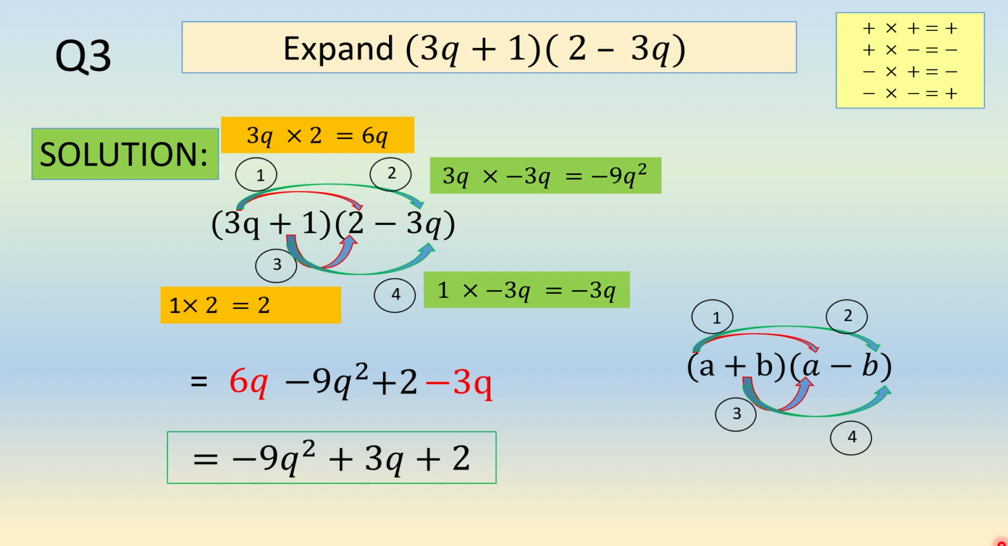Okay, write the answer. Now remember, the highest degree term must go first. That means here q squared is the highest degree. Therefore, you must write the term with square first. So negative 9q squared plus 3q followed by plus 2. So that is the order of writing the answer.